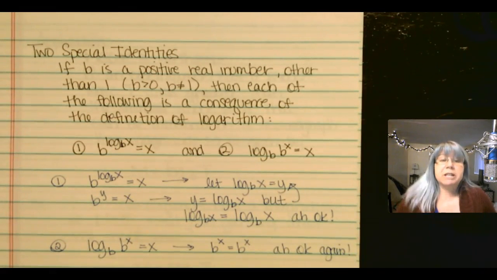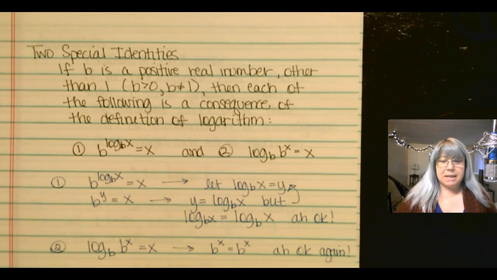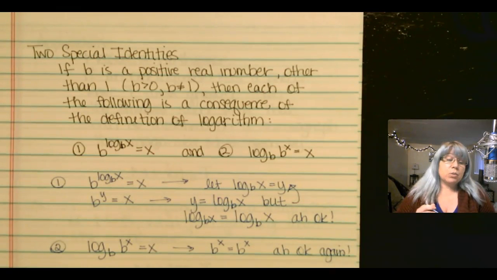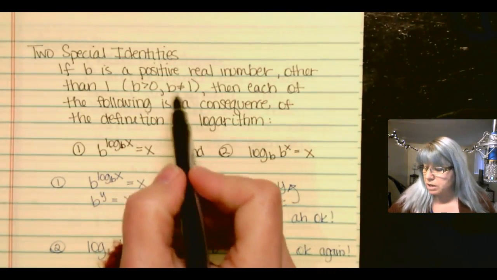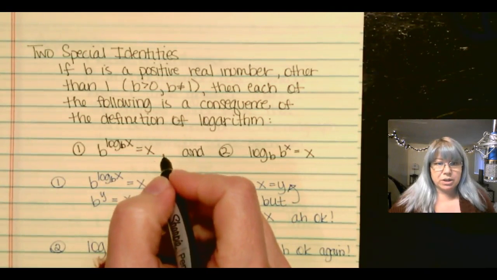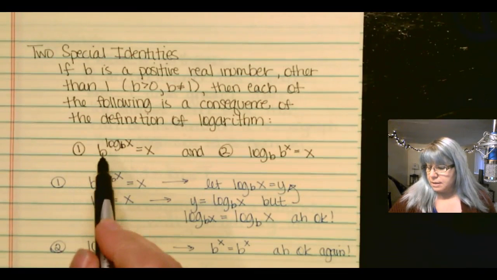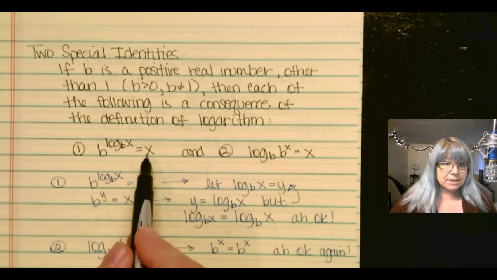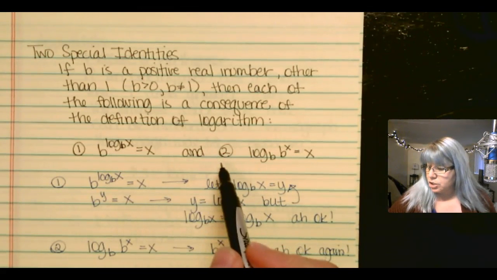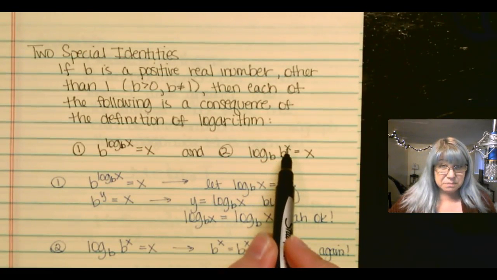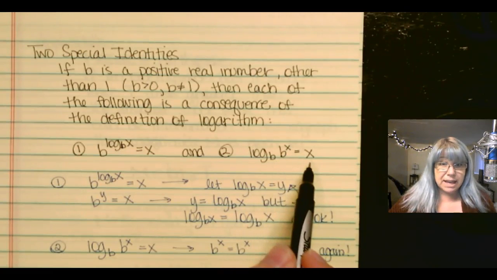All right, we have two special identities when it comes to logarithms. If b is a positive real number, and it's other than 1, meaning that b is greater than 0 but not 1, then each of the following consequences are the definition of a logarithm. 1, b to the power of log base b of x will equal x. And 2, log base b of b to the power of x will equal x.